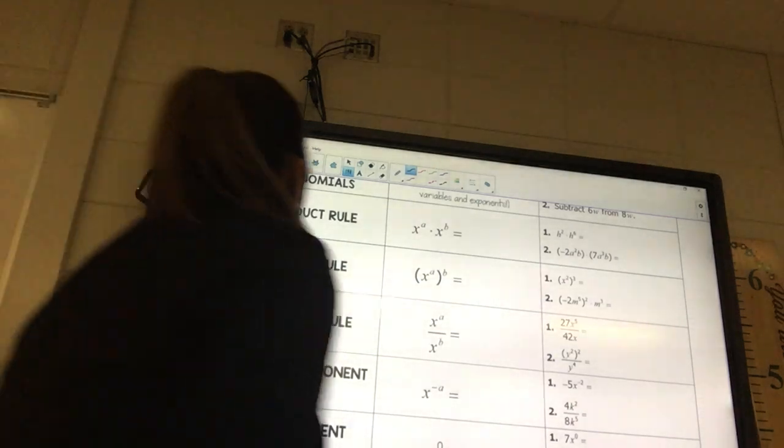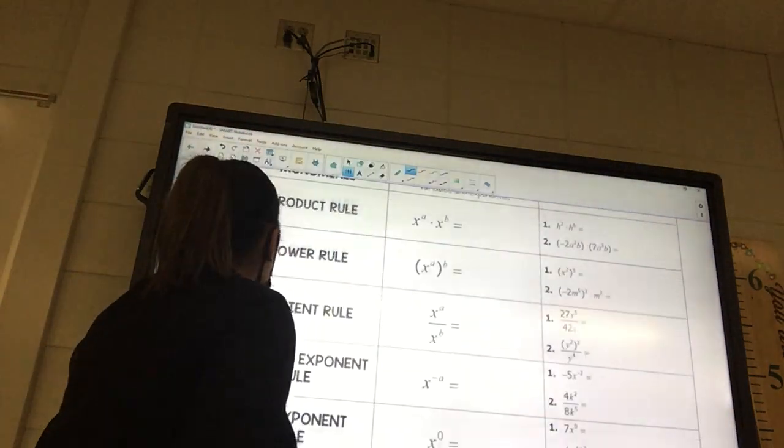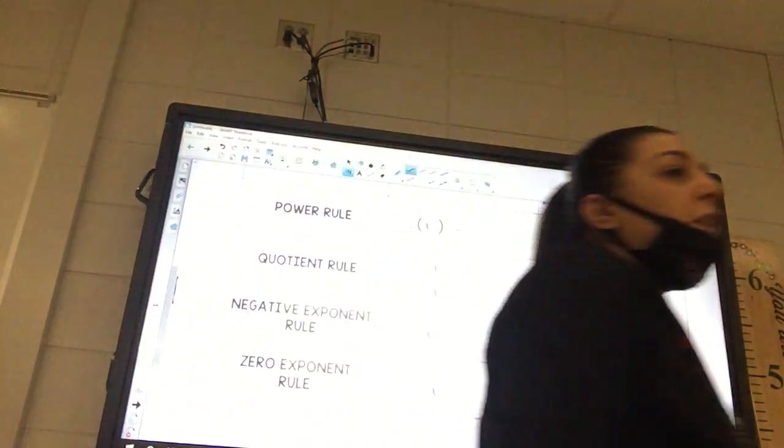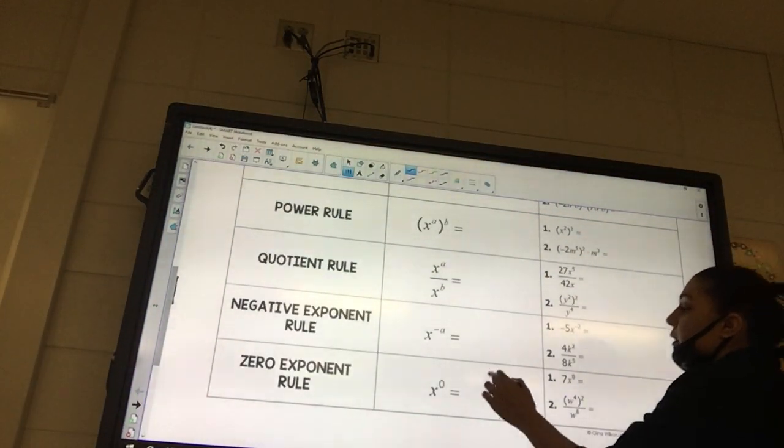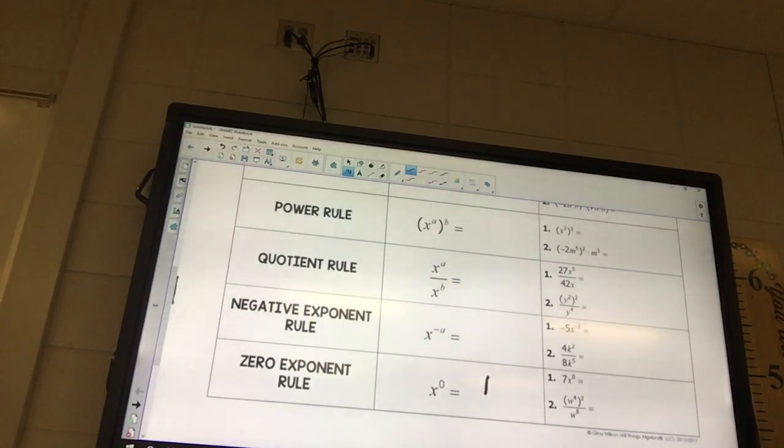Okay, so we have done the zero exponent rule. What is x to the 0 power? 1. Okay, what is 8 to the 0 power? What is 3 to the 0 power? 1. Anything to the 0 power is 1. Okay, so fill that in on your note sheet.